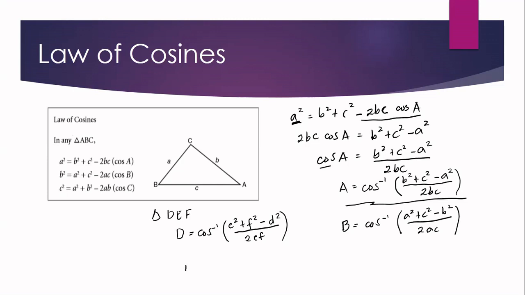So let's have one more example. Suppose we are going to get F. Then we have cosine inverse, with the two sides in DEF: D squared plus E squared, then minus F squared, over 2 and then DE. Okay, so that is how you are going to derive equations if the unknown is the angle in any oblique triangle. I hope you get it.